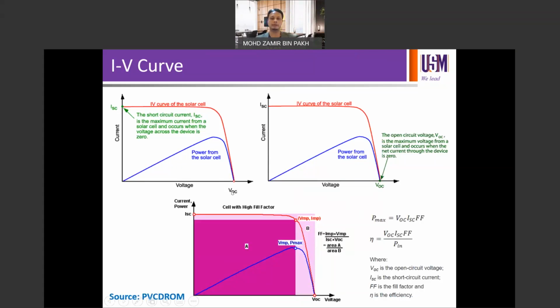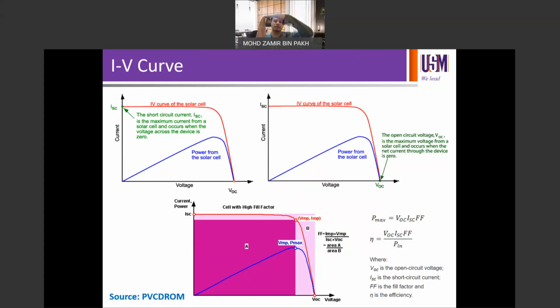Another important parameter is called fill factor. You can see it in the bottom curve here. Fill factor gives the squareness of the curve. Ideally, you want to have a perfectly square curve like that. This is the y-axis, this is the x-axis. You want to have a perfectly square curve.